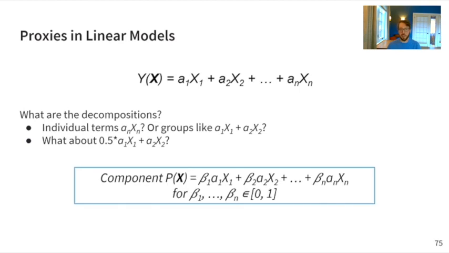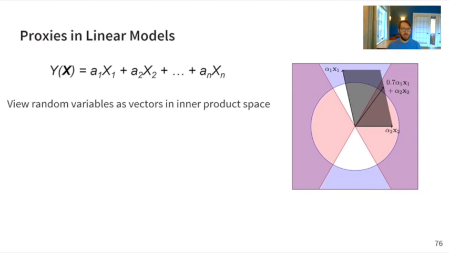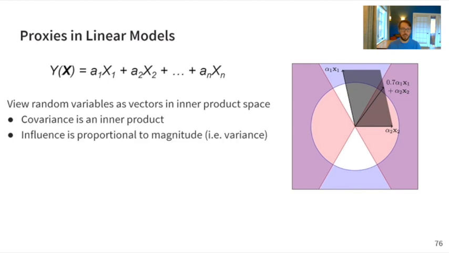So the set of components that we use here are given by a vector beta, taking values in 0 or 1, that basically just gives us a space of proxies corresponding to arbitrary weighted sums of any subset of the terms in the linear model. And there's a useful abstraction to use here when thinking about influence and association that we get when we view random variables as vectors in an inner product space with covariance as the inner product. So here, the influence of a random variable on a model is going to be proportional to the magnitude of the vector, which it turns out is proportional to the variance of the random variable. And the association is measured by the angle between two variables.